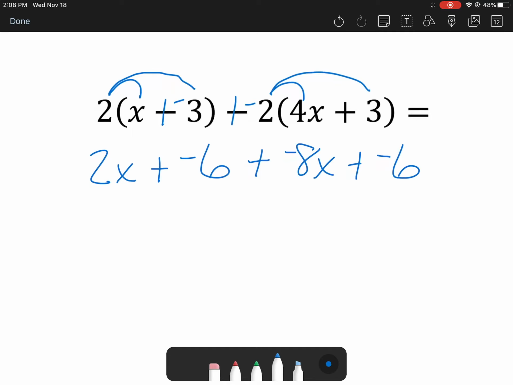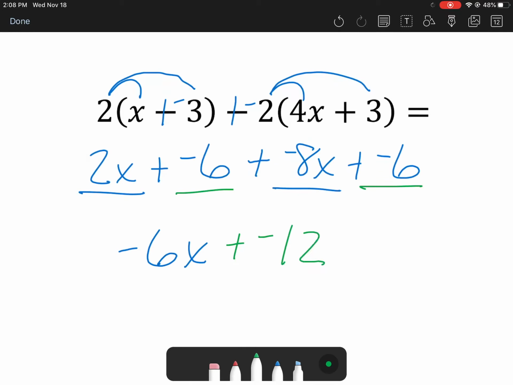I have no more parentheses. I can now start combining like terms. 2x plus -8x is -6x. -6 plus -6 is -12. So this guy here simplifies to -6x plus -12.